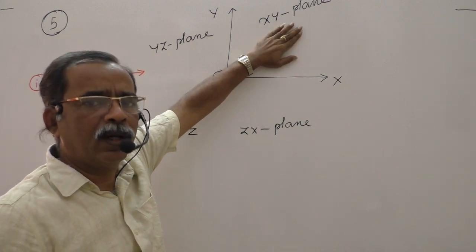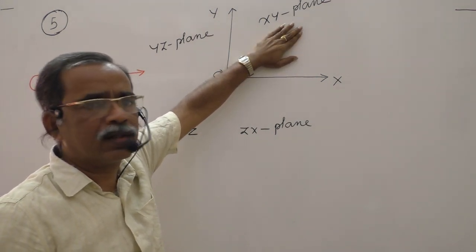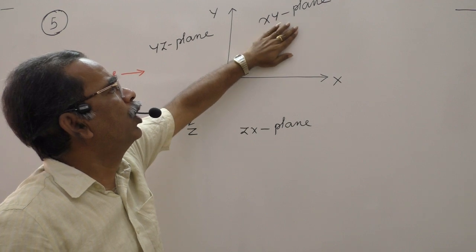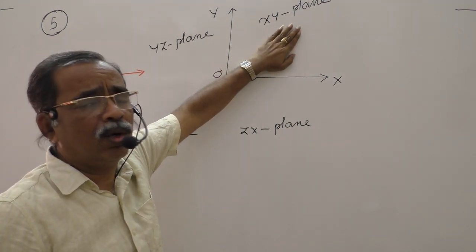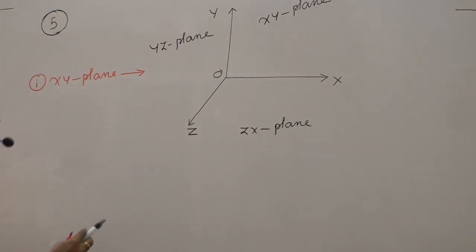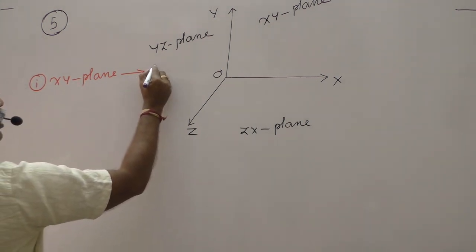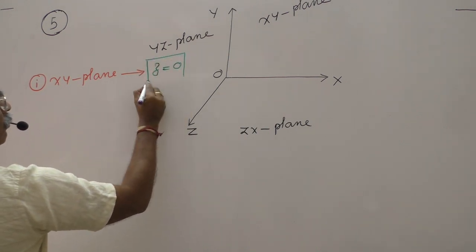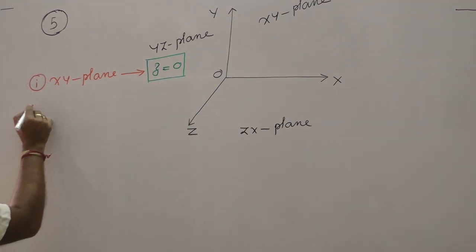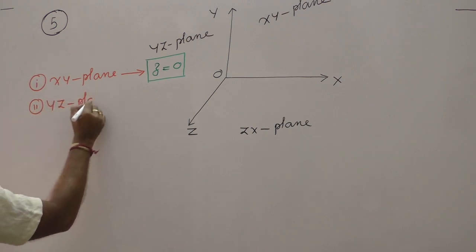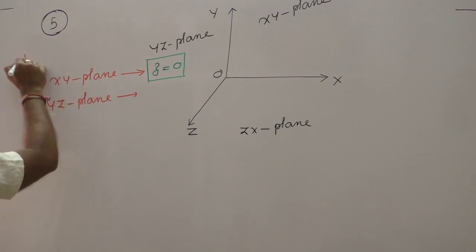So what is a plane? In geometry, every curve is a locus. Locus means a set of points satisfying a condition. All the points on this plane, their z coordinates are zero. That is the condition. The condition itself is the equation. Therefore, the equation of the xy plane is z is equal to 0. Yes. This is the equation of the xy plane. Similarly, number 2, the equation of the yz plane. What is this equation?